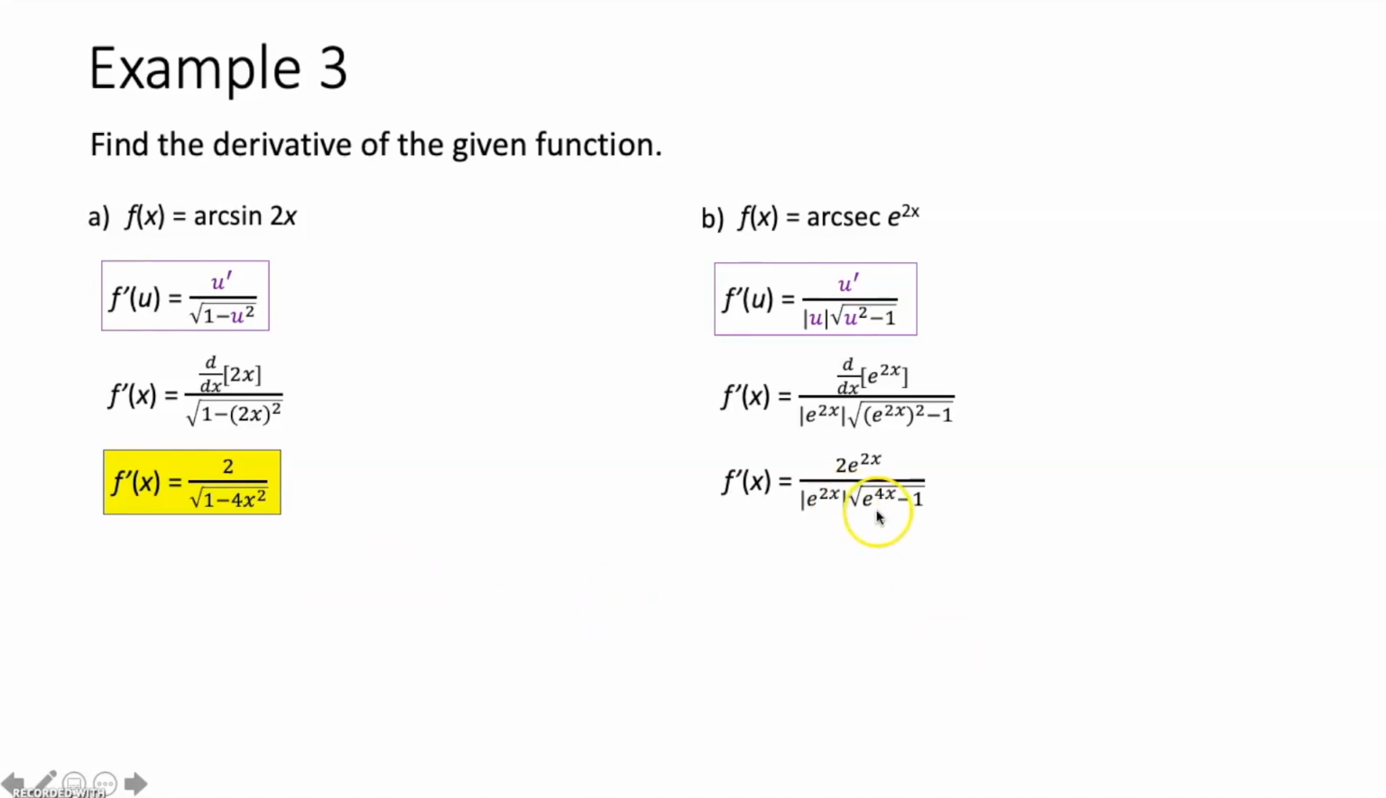In my denominator, I have this e to the 2x being squared. So a power to a power, you just multiply those, you get e to the 4x. Now you can see we have an e to the 2x in the numerator and an e to the 2x in the denominator that we can actually just cancel out, and we end up getting the derivative of arcsecant of e to the 2x is 2 over the square root of e to the 4x minus 1.